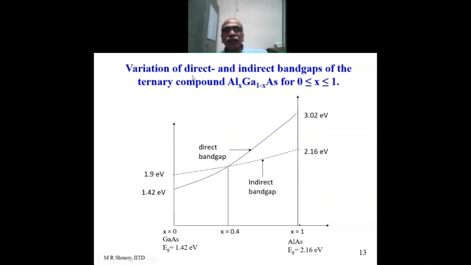If you see the variation of direct and indirect band gaps of a ternary compound, aluminum gallium arsenide, if you put x equal to 0, then you have pure gallium arsenide. If you put x equal to 1, then the gallium fraction is 0 and you have aluminum arsenide. That represents the two ends here. x equal to 0 is gallium arsenide. x equal to 1 is aluminum arsenide.